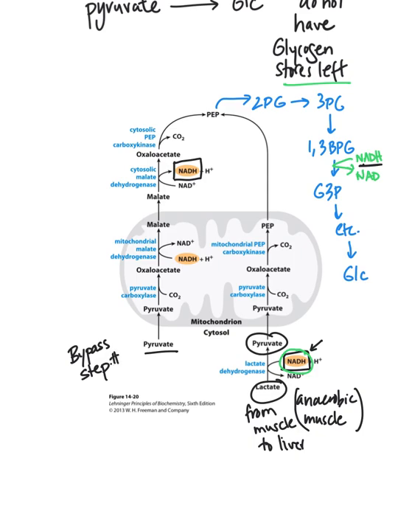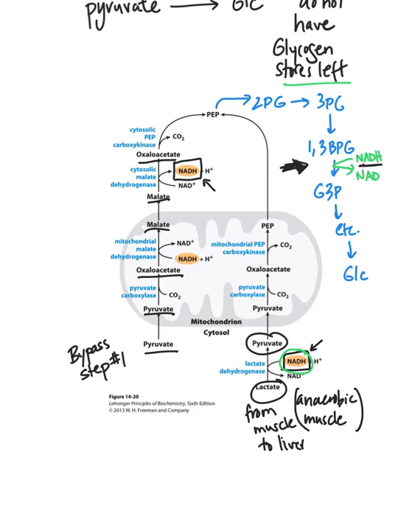So our bypass step number 1 involves pyruvate being converted to oxaloacetate. Then oxaloacetate can't leave the mitochondria, but malate can. So it gets converted to malate. Then in the cytosol, malate gets converted back to oxaloacetate. And that step allows an NADH to be created in the cytosol. And that's going to help that later step of gluconeogenesis over here.